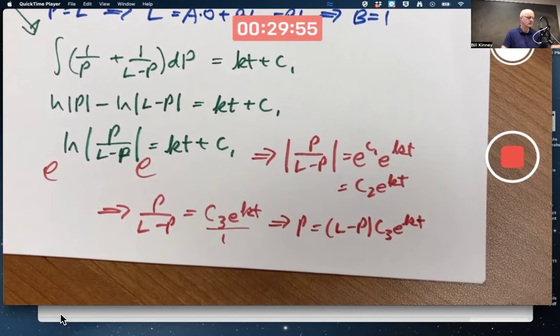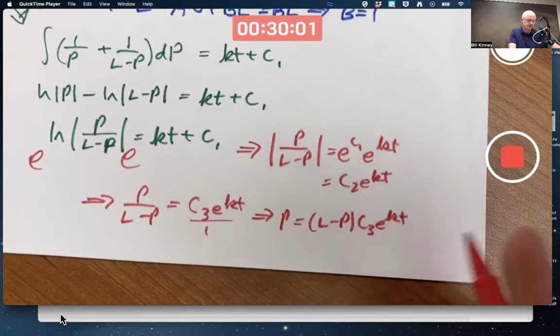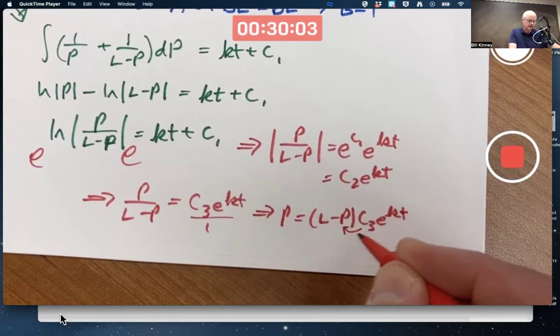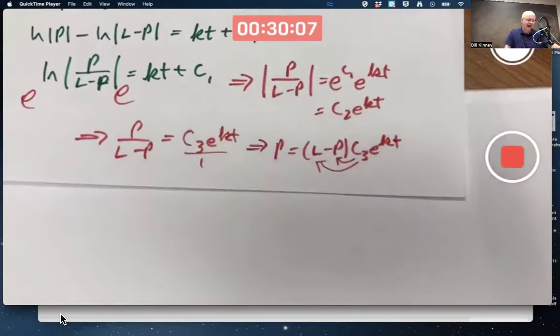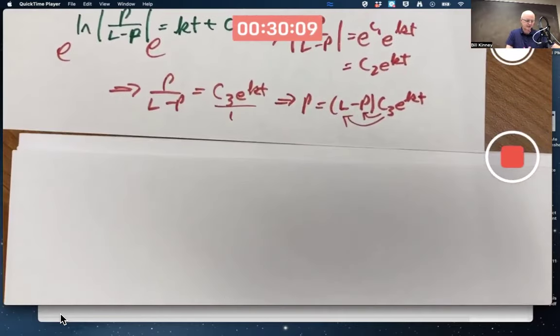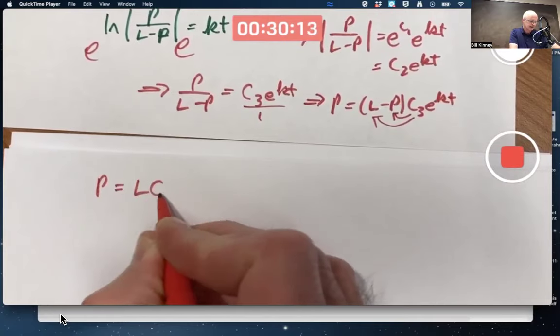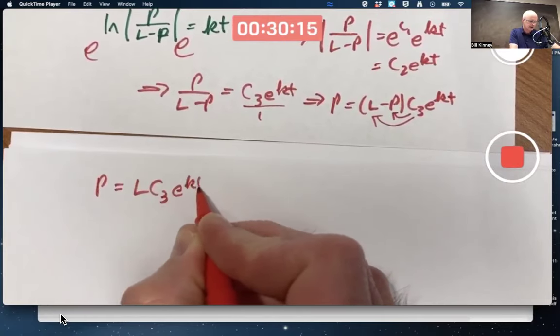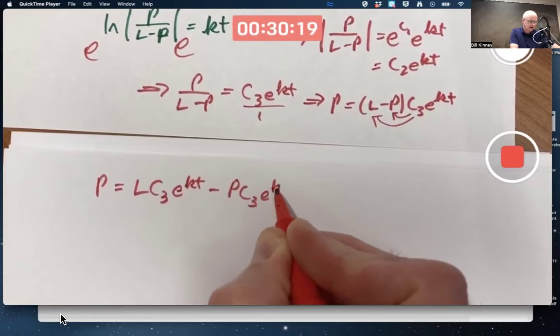Hang with me here. Solve for P, solve for P, solve for P. Okay, I better distribute this through the parentheses here, and then add the expression involving P to both sides. It looks like we get P equals LC3 e to the KT minus PC3 e to the KT.